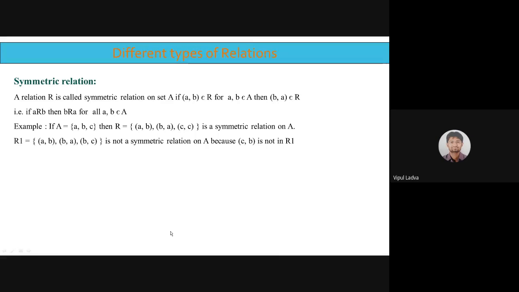So the next definition is symmetric relation. When can we say that a relation is symmetric? Let me define it in simpler words. If we have a relation with A and B, if A is in relation with B, then B must have the relation with A. अगर A का B के साथ रिलेशन है तो B का A के साथ रिलेशन होना चाहिए. Then that particular relation will be known as symmetric relation.